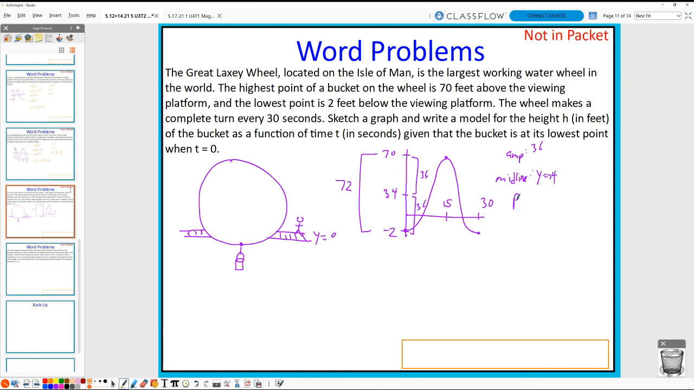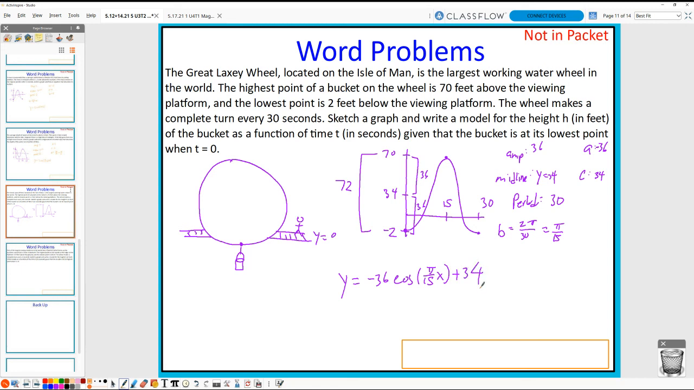And again, my period is 30. So this tells me my A is 36. Actually, it's negative 36, since I'm starting at a minimum. My C is 34. And my B is equal to 2 pi over the period, 30, so pi over 15. My overall equation then is y equals negative 36 cosine of pi over 15 x plus 34.